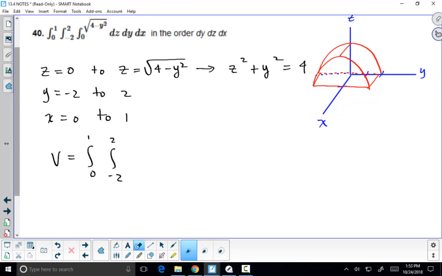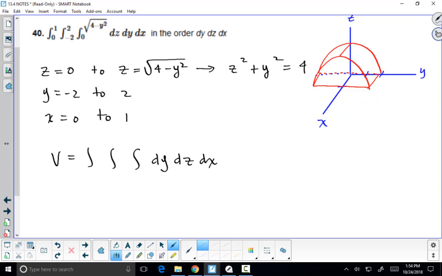Okay, so the volume, 0 to 1, negative 2 to 2. Oh, wait, they asked us to switch it. Sorry. That's not even the question. The question isn't even to find the volume, it's just to switch the order. Okay, so we want to go with an order of dy dz dx.